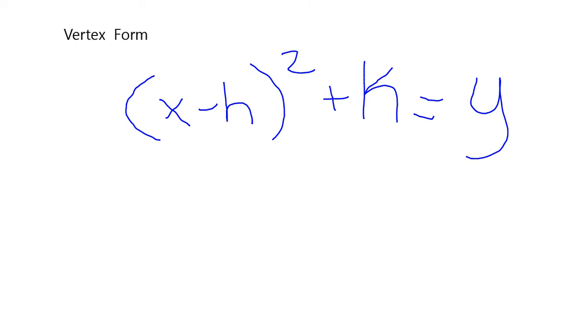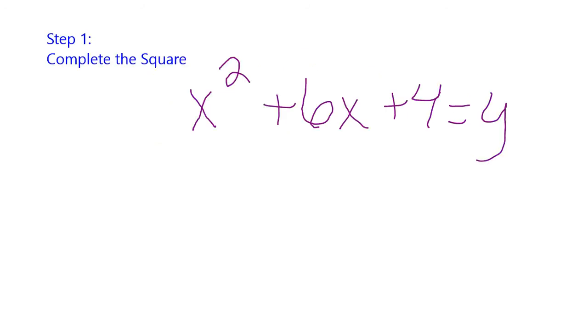This video is on finding the vertex form of a quadratic. The vertex form is the quantity of x minus h squared plus k equaling y, or the function. To get an equation into vertex form, you first need to complete the square. If you need a reminder on completing the square, please look at previous videos.